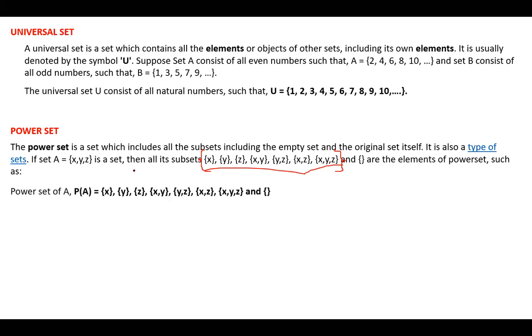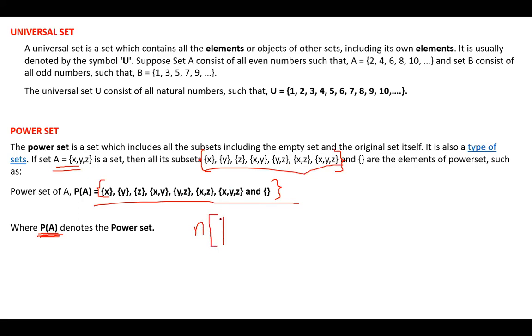So the power set of A, if this is your set A, is just this. You list all the subsets of set A. So this P(A) is the one that denotes the power set. When you're writing the power set, you just use this P(A). So if this is the question that comes, find n(P(A)), this simply means find the number of elements of P(A).